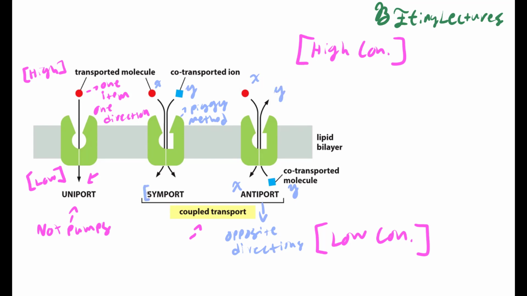So the Symport is the same, S is for same, and A is for antagonist, which means opposite in this case. So again, we use the high concentration of X to go into the cell, and when this gate opens, this Y can go out of the cell.